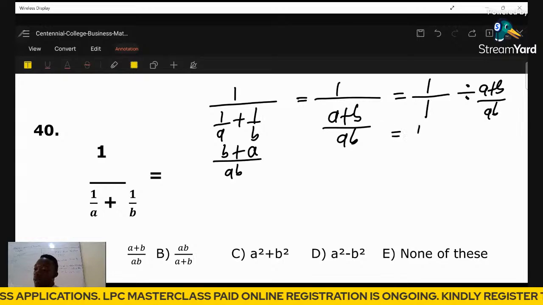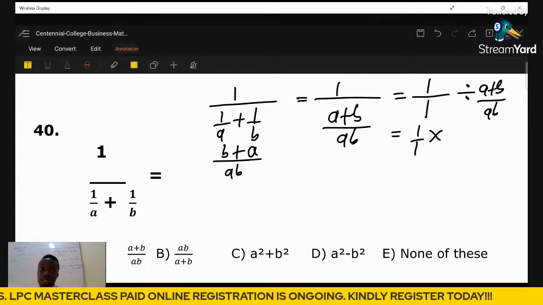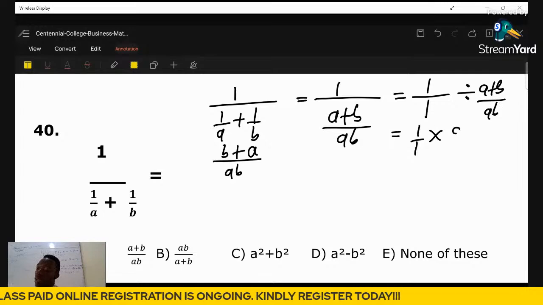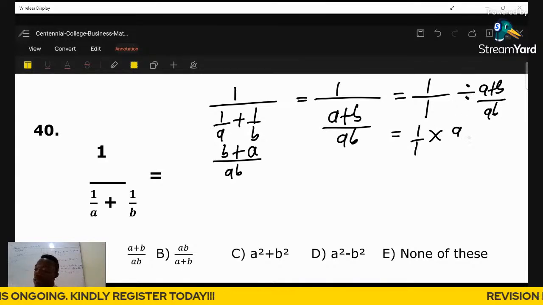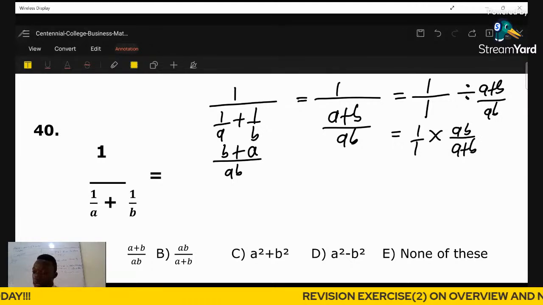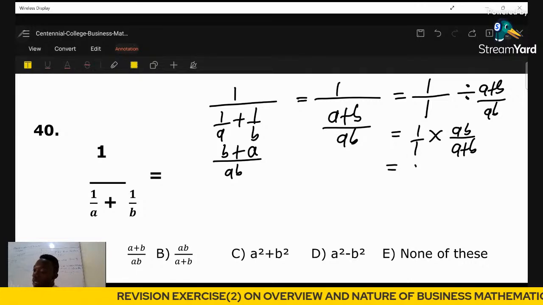So here too, we have 1 out of 1. We find the reciprocal of the denominator, and that should be what? After that, the division sign should be changed to what? Multiplication. And we are getting what? AB divided by what? A plus what? B. So when we multiply this, when 1 multiplies AB, you are getting AB.